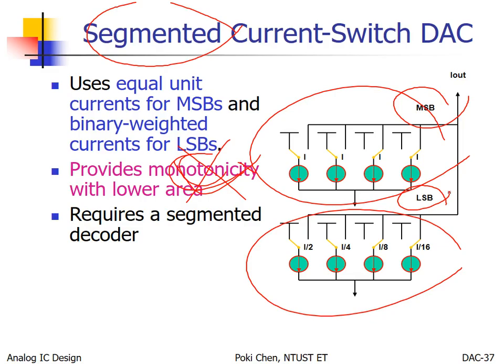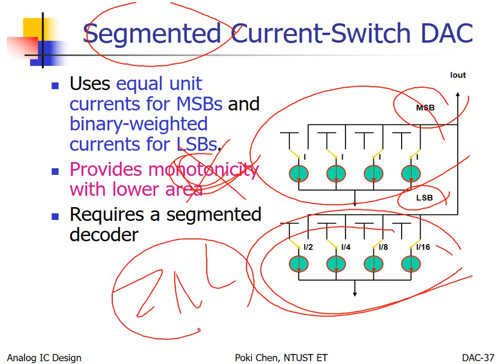Because the manually weighted structure is really hard to keep your INL. So for accuracy, the manually weighted structure is too simple to be good. It can only be applied to your LSB instead of MSB. Never make any kind of mistake.